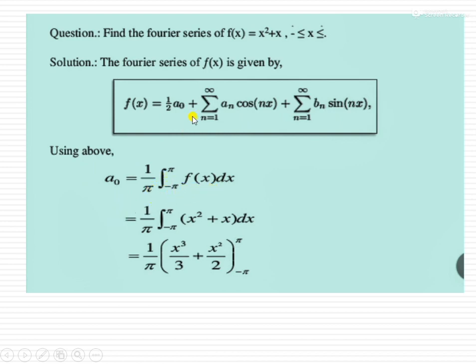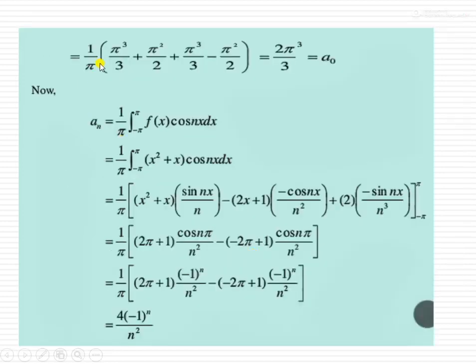Here f(x) = x squared plus x, that is 1/π ∫ from -π to π of (x squared plus x) dx. By integrating, we get 1/π [x cubed/3 + x squared/2] with limits -π to +π. By applying the limits, we get that a0 = 2π cubed/3.